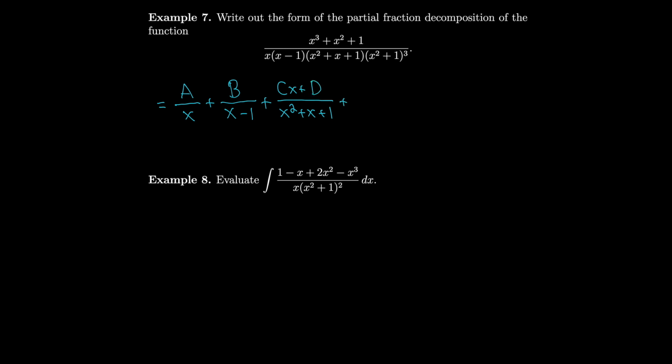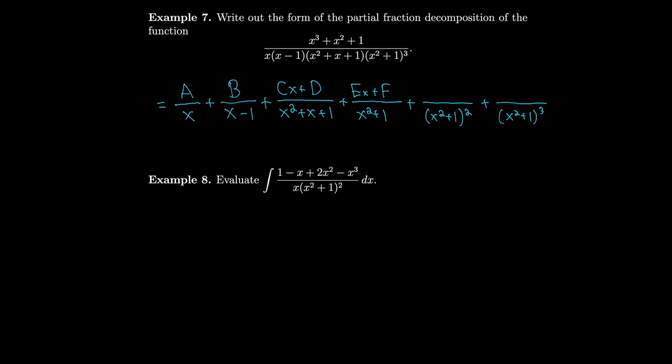Then my next term is another irreducible quadratic because it's x squared plus 1. So that means that I need more letters. How about I use Ex and F? And then, well, E and F and I multiply by x, but you get the idea. My next term, remember, we have to write a separate fraction for each time that our irreducible term was repeated. So it was repeated 3 times, so I need an x squared plus 1 squared term, and I need an x squared plus 1 cubed term.